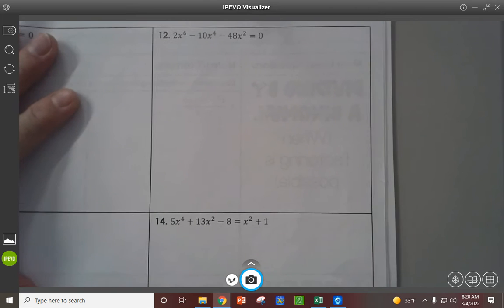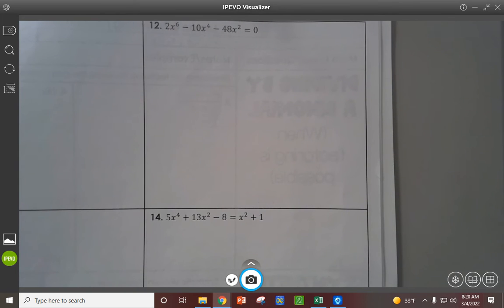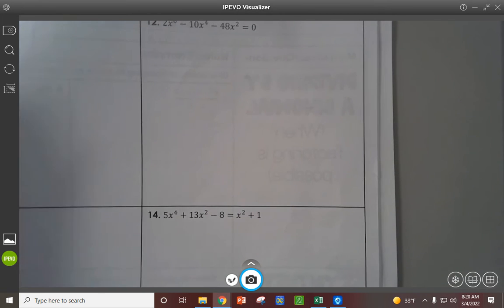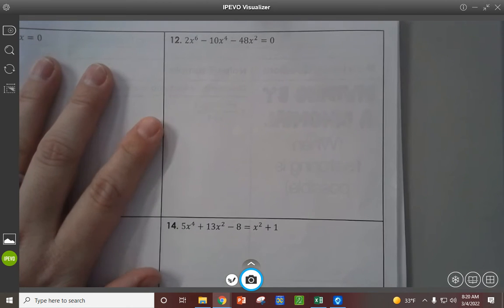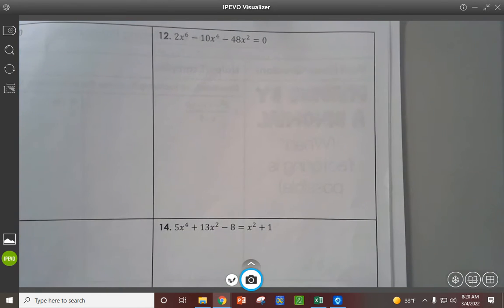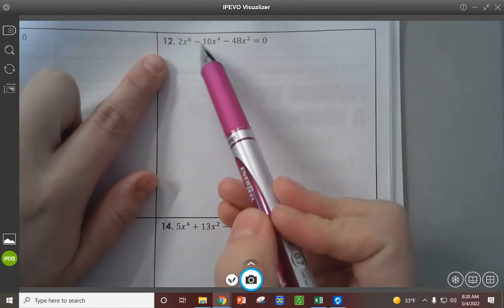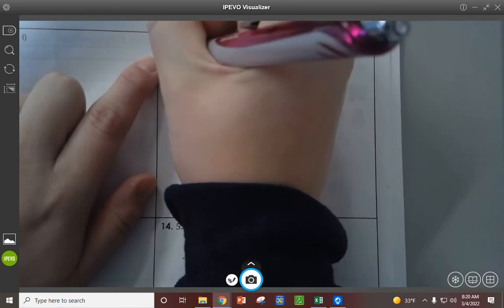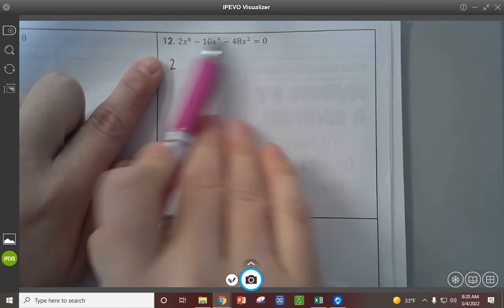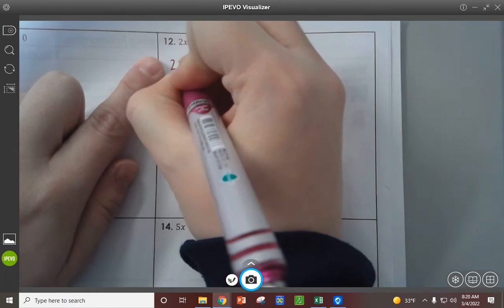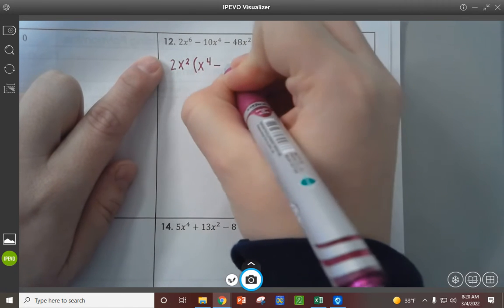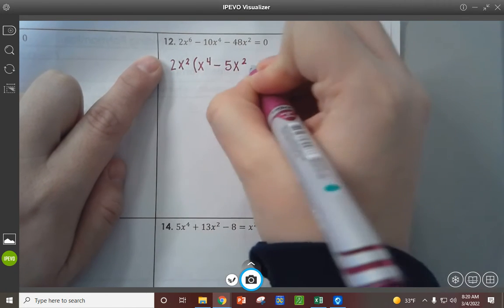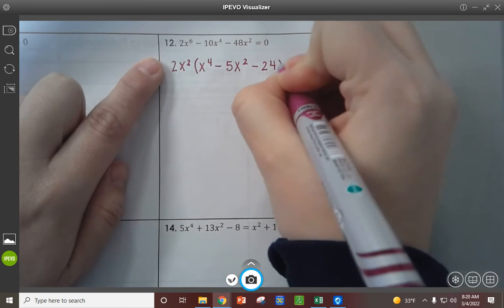Let's go to number 12. Is it set equal to 0? Yes. Is there a GCF? 2x squared. Thank you, Siri. All 3 of these numbers are divisible by 2, and they all have at least x squared. Leaving me with x to the 4th minus 5x squared minus 24.